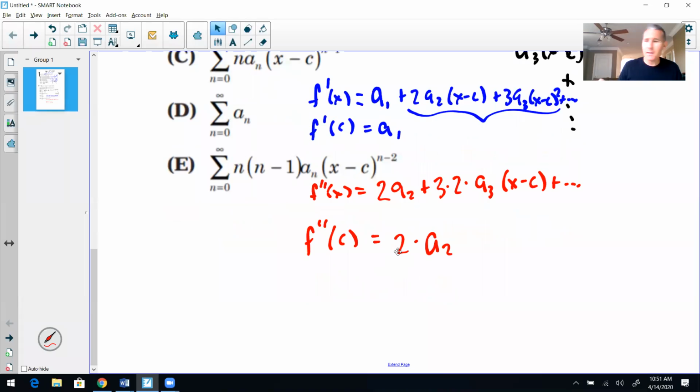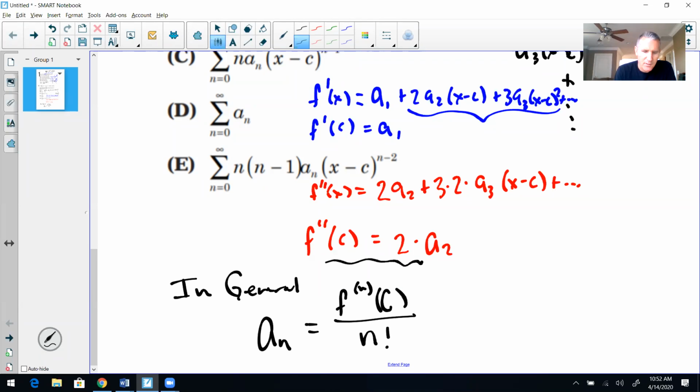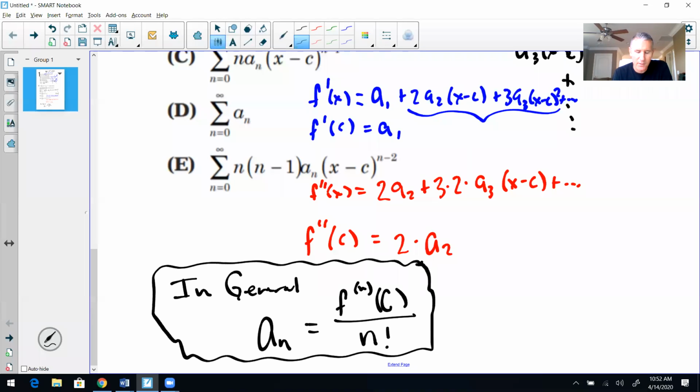And again, let's just say in general, this is what we know. In general, a sub n is equal to the nth derivative of f evaluated at c over n factorial, right? We know that this is true, which again, if you wanted to solve it only for the second derivative of f at c, this also tells us that, well, let's start with just the general: the nth derivative of f at c is equal to, let me move all this over.